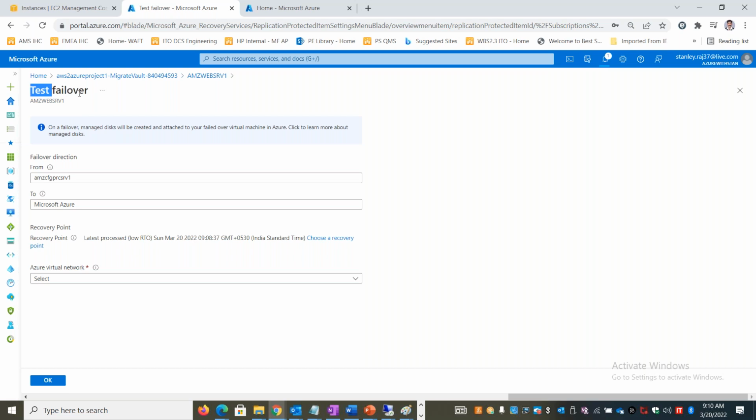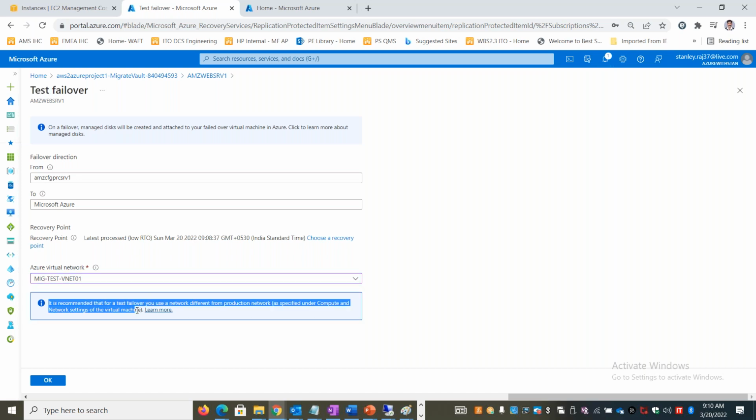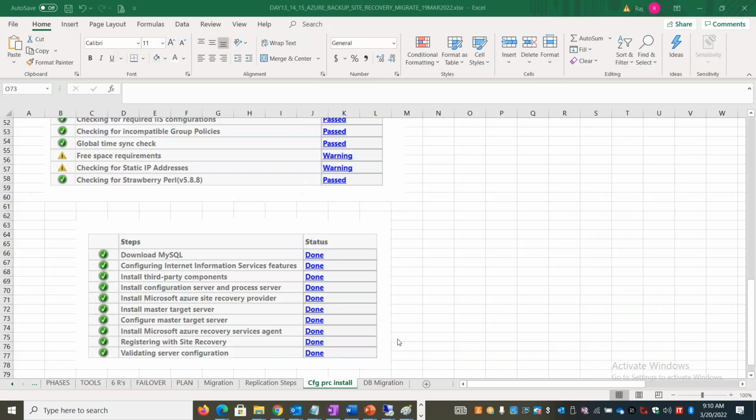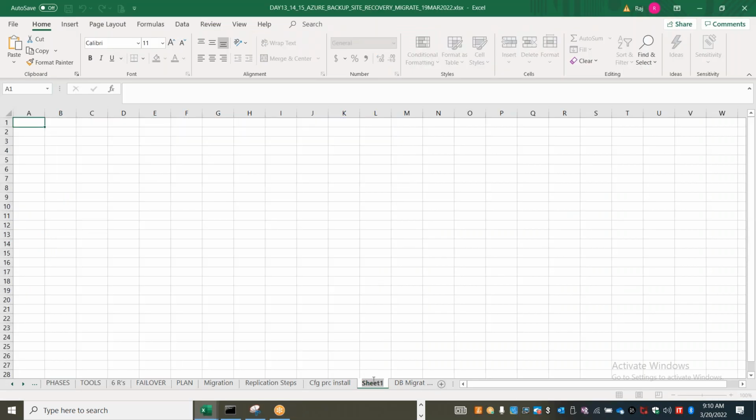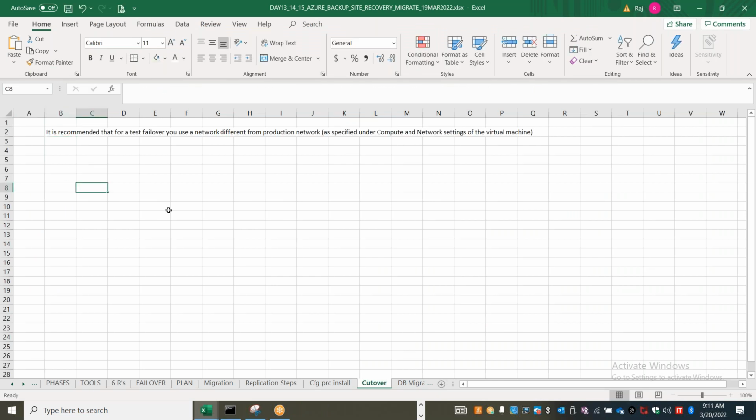So ideally, we should do a test failover to a virtual network that is a test network. I have a test network, so I'll select the test virtual network, and it is definitely the recommended option. That's what they are saying: it is recommended that for a test failover, you use a network different from the production network. That is what they always recommend. I can just copy this statement here. During the cutover, we are not taking downtime for the entire replication time, but just for the actual switchover.